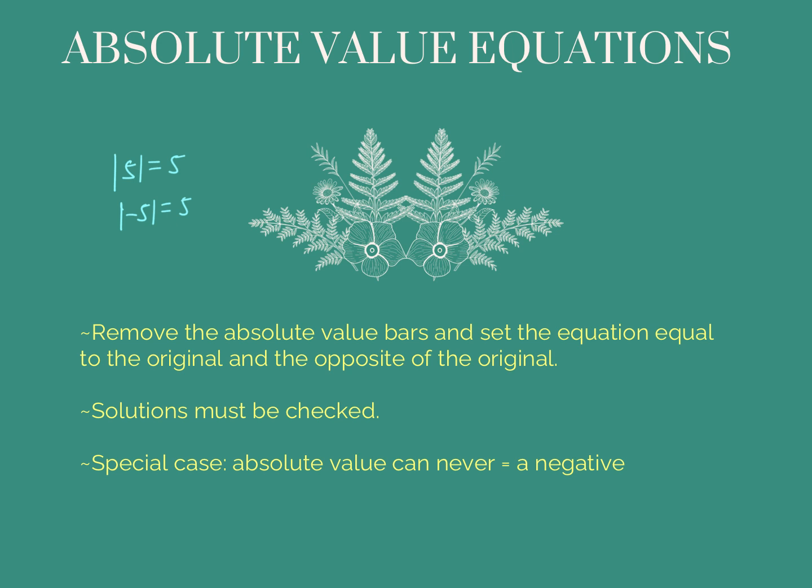So when we solve absolute value equations, let's say the absolute value of x is 5. I'm trying to think, what can I plug in here to get 5 as an answer? And there's one thing that I can plug in. I can plug in 5, but I can also plug in negative 5. So when we go to solve these equations, you remove the absolute value bars and you set the equation equal to the original and the opposite of the original. So just change the sign.